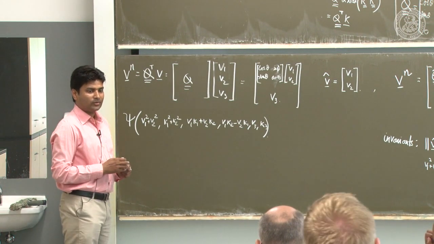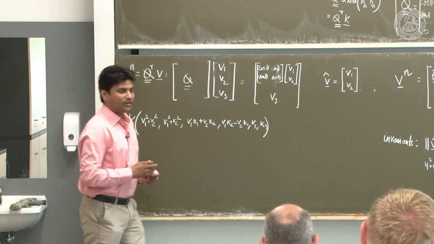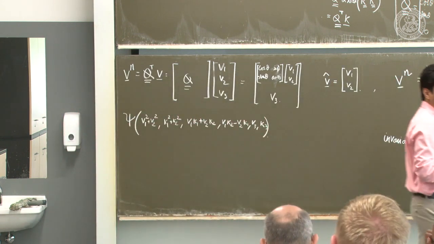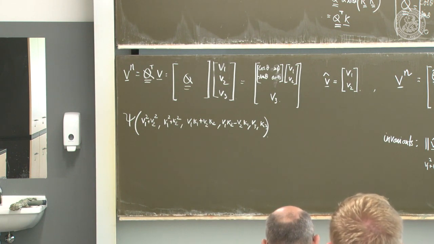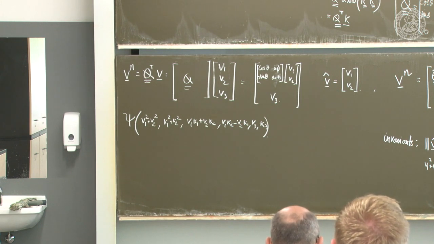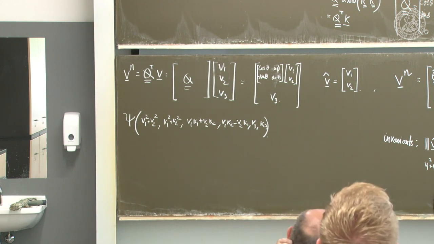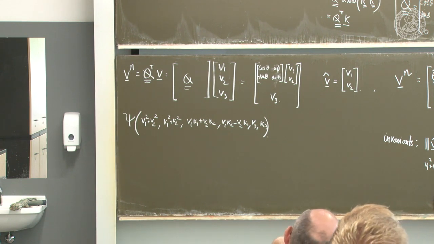What more can we do? See, these invariants were for SO2 symmetry. What if you also include reflection in that symmetry group? Reflection in the E1, E2 plane.